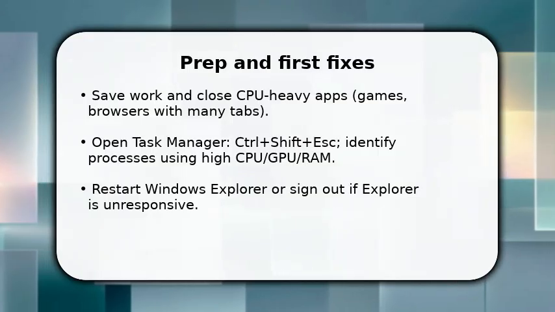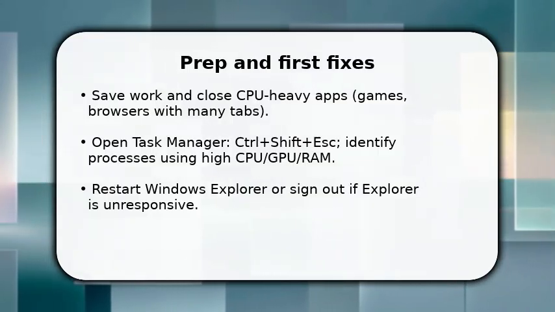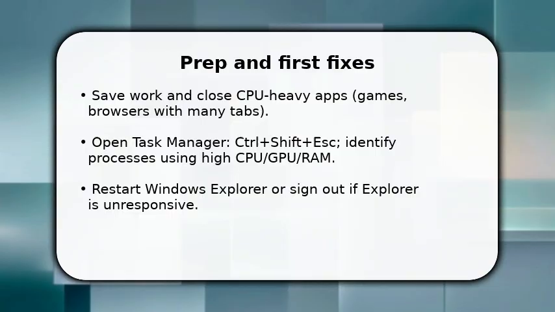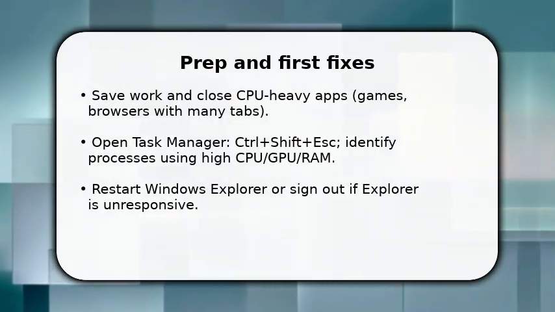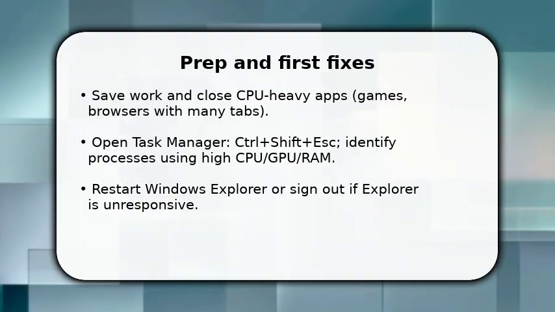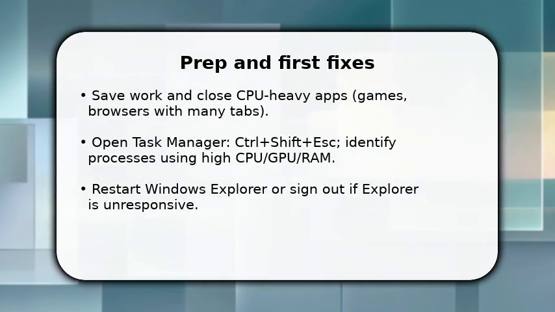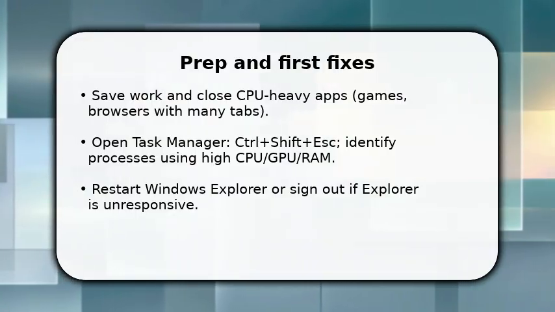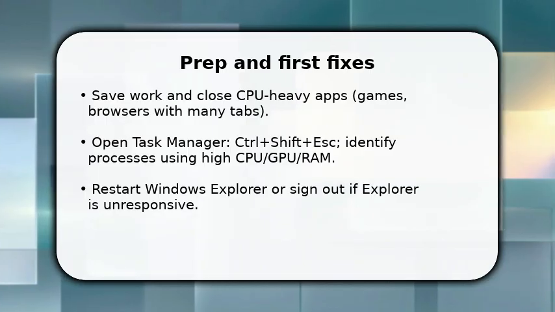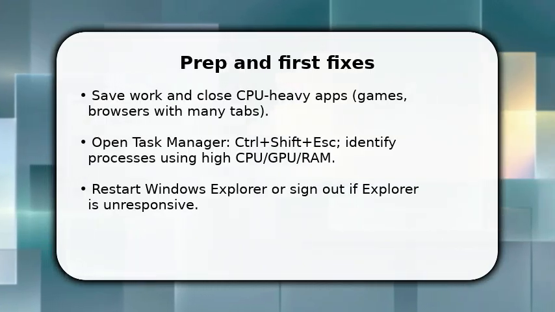You're starting now. Save any unsaved work and close heavy programs so troubleshooting won't lose data. First, press Ctrl plus Shift plus ESC to open Task Manager and scan for processes hogging CPU, GPU, or memory. Once you spot a culprit, right-click and choose End Task for that app. This often restores Alt plus Tab responsiveness immediately.